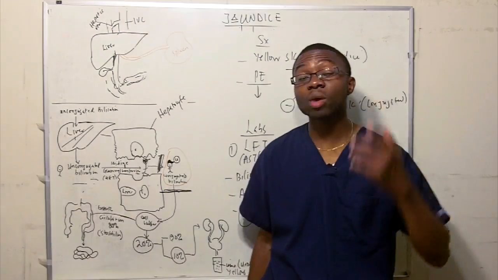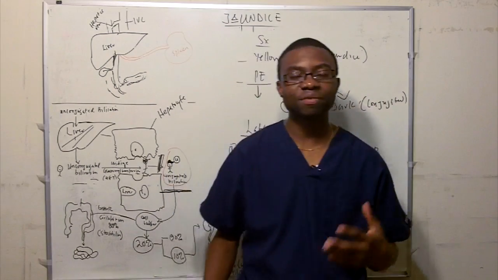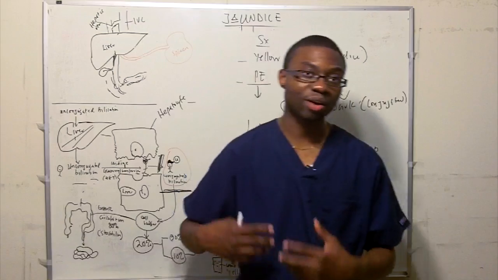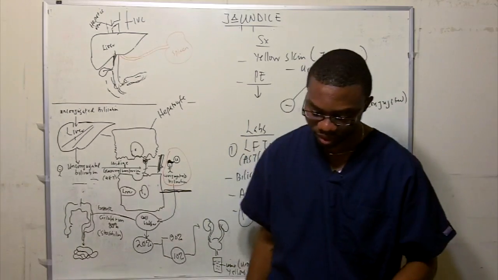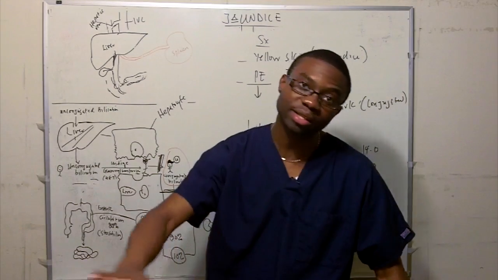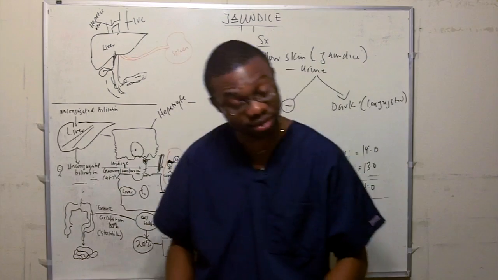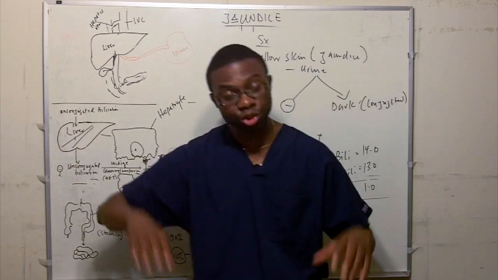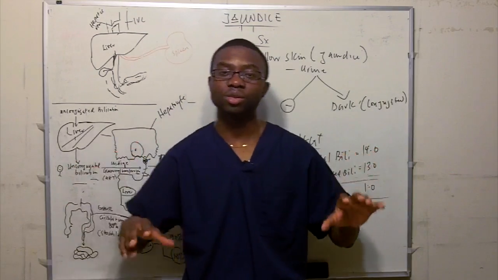If it's even alpha-1 antitrypsin, I know these are all the things we haven't really talked about, but these are the different things that can cause it. Alpha-1 antitrypsin is a deficiency in that enzyme, and it can cause liver damage. It also causes you to get emphysema. Okay? If it's drugs, what do we do? We stop the drugs. Stay away from the drugs, okay? And basically, that's pretty much it, guys. That's how we work up jaundice. Once you know if it's conjugated or unconjugated, you're pretty much good to go.